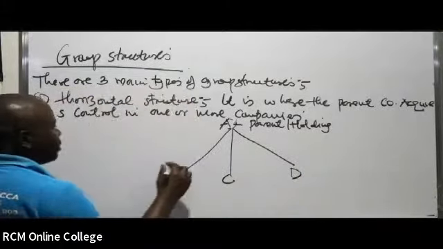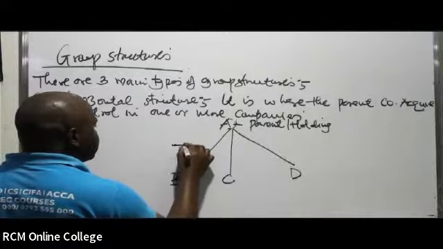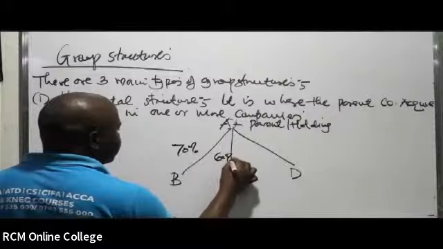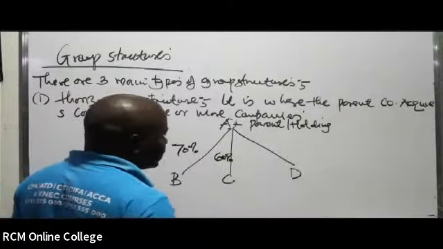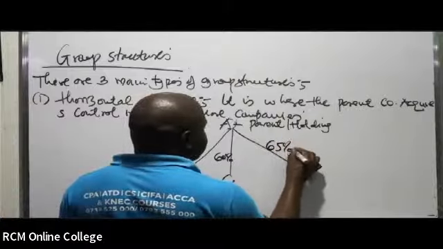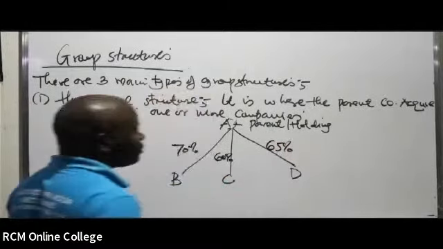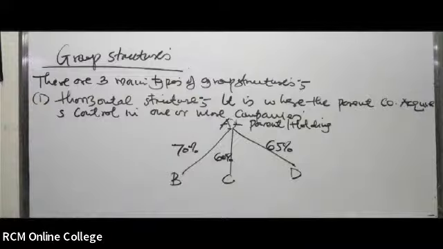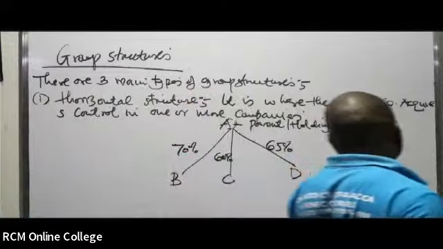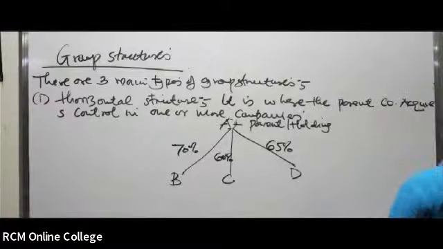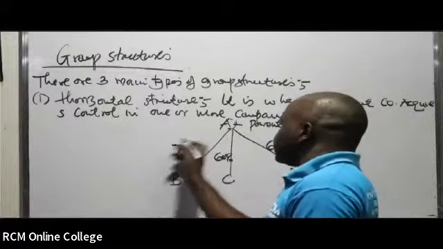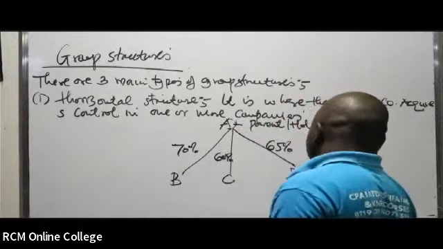In B, maybe it has acquired 70% of the shares. In this one, it has acquired 60% of the shares. In this one, maybe 65% of the shares. And therefore, it has control in all the companies. You can see how the structure looks. It is going horizontal. If it acquires another company, we'll add it here.